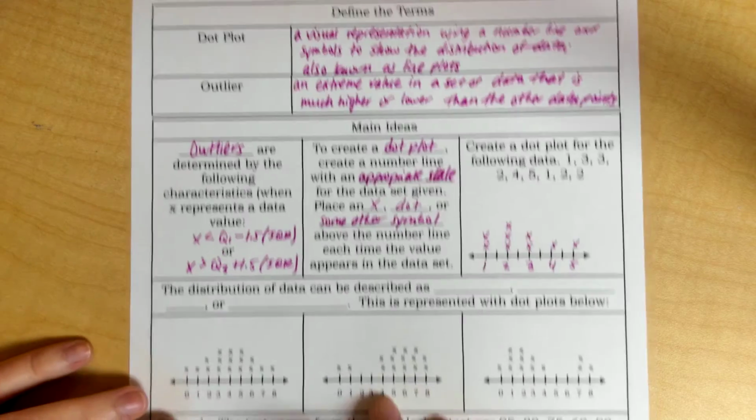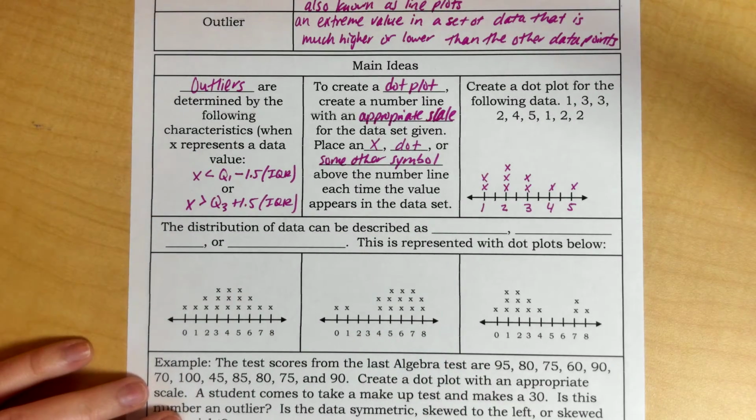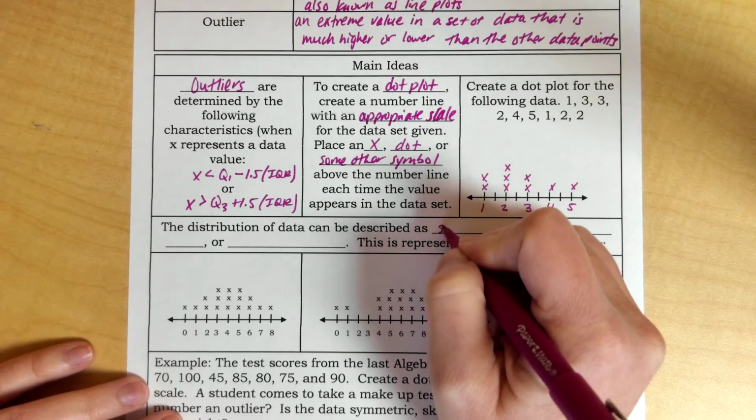All right, now the distribution of data can be described in 3 different ways. Data can be symmetric.